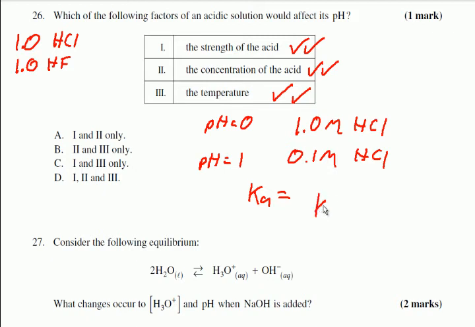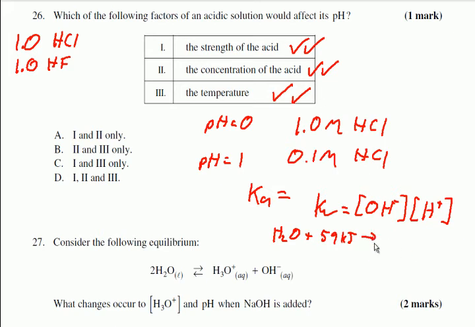Even if you think about something like Kw, which equals the concentration of OH minus times the concentration of H plus, and how that comes from H2O plus some energy makes H plus and OH minus. If you increase the amount of energy, you're going to increase the H plus and OH minus ions. Since you increase these, your pH is going to decrease, as well as your pOH. But the point is that temperature will affect the pH as well as the pOH. So all three of these, yes, yes, and yes. Okay, so the answer is 26D.